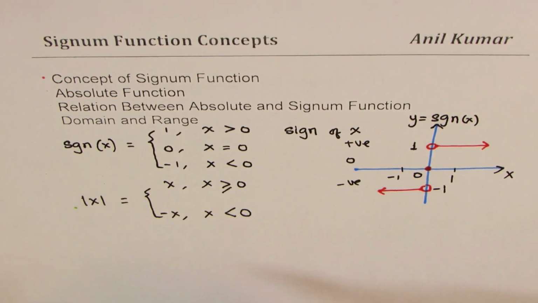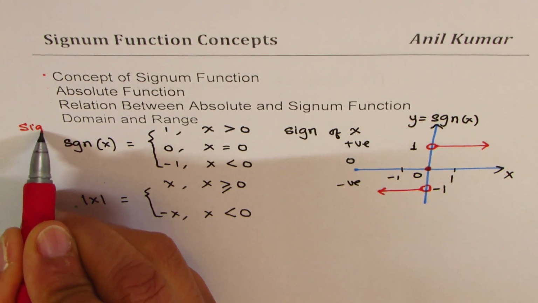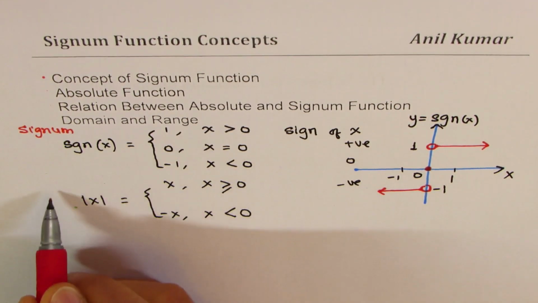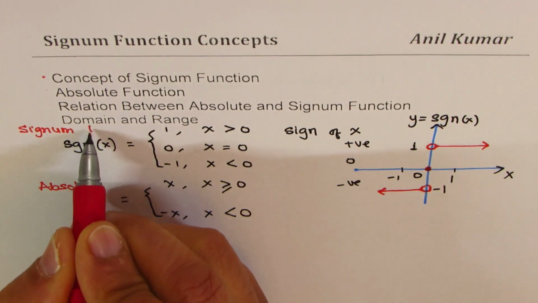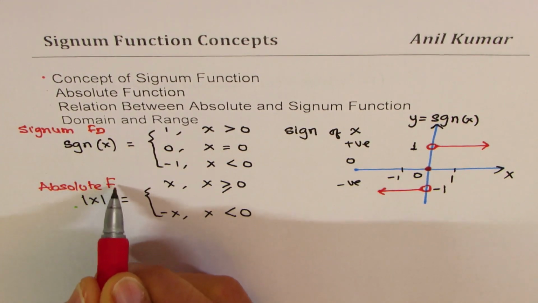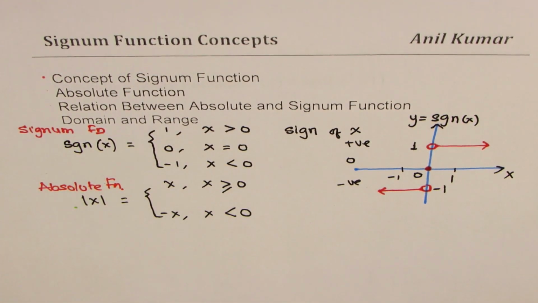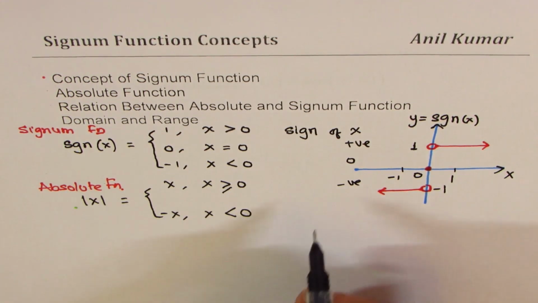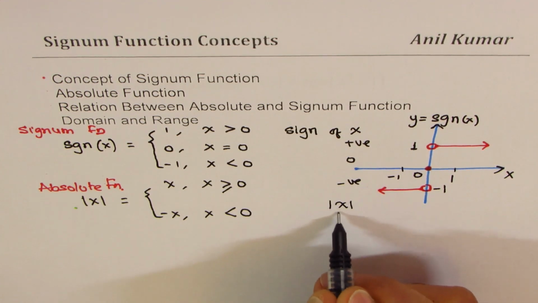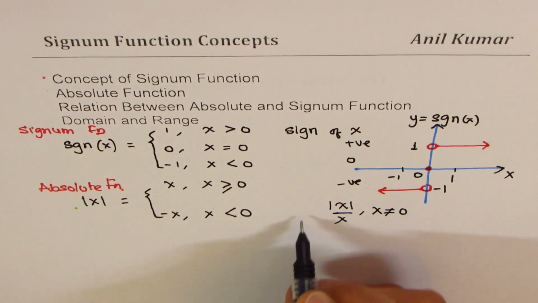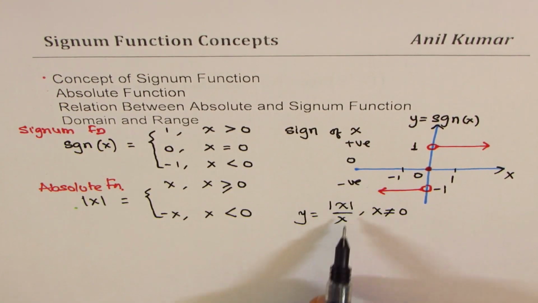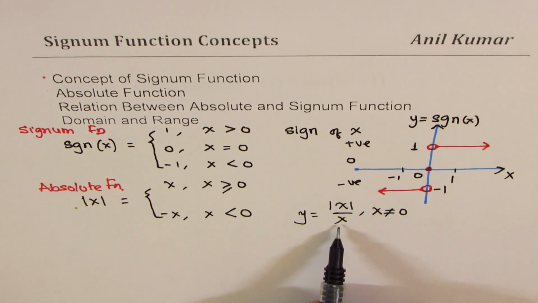So let me write down here. We have Signum function, and this is the absolute function, right? So if I write absolute x over x, then obviously x is not equal to 0, right? So let me write y equals absolute x over x. Since x is in the denominator, x is not equal to 0.